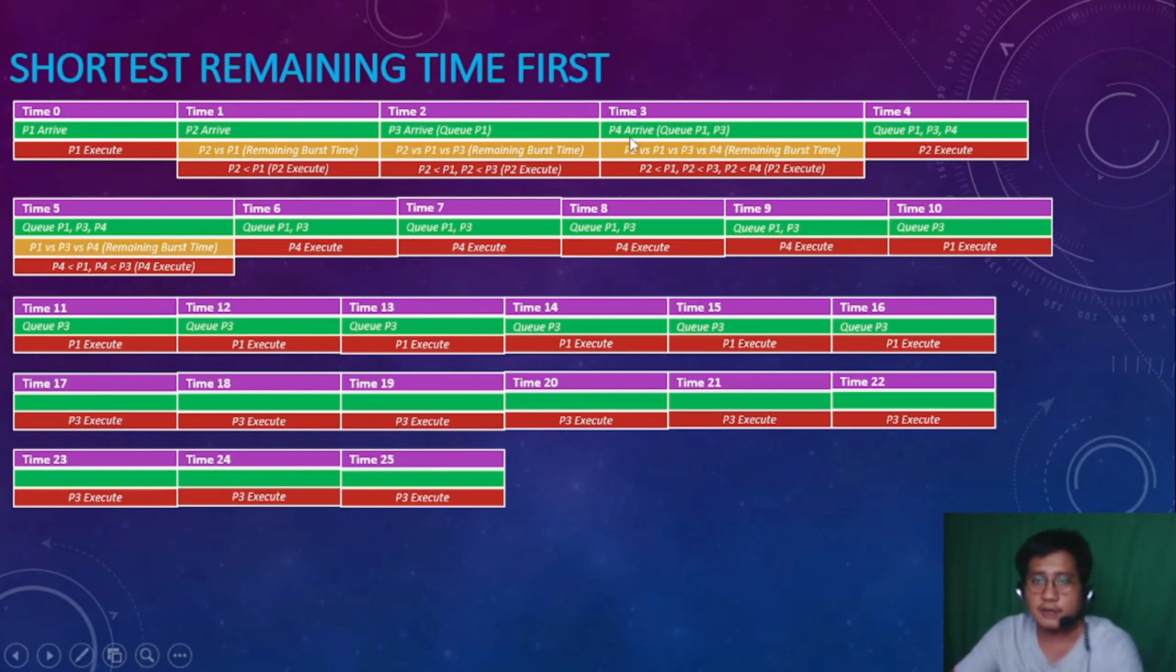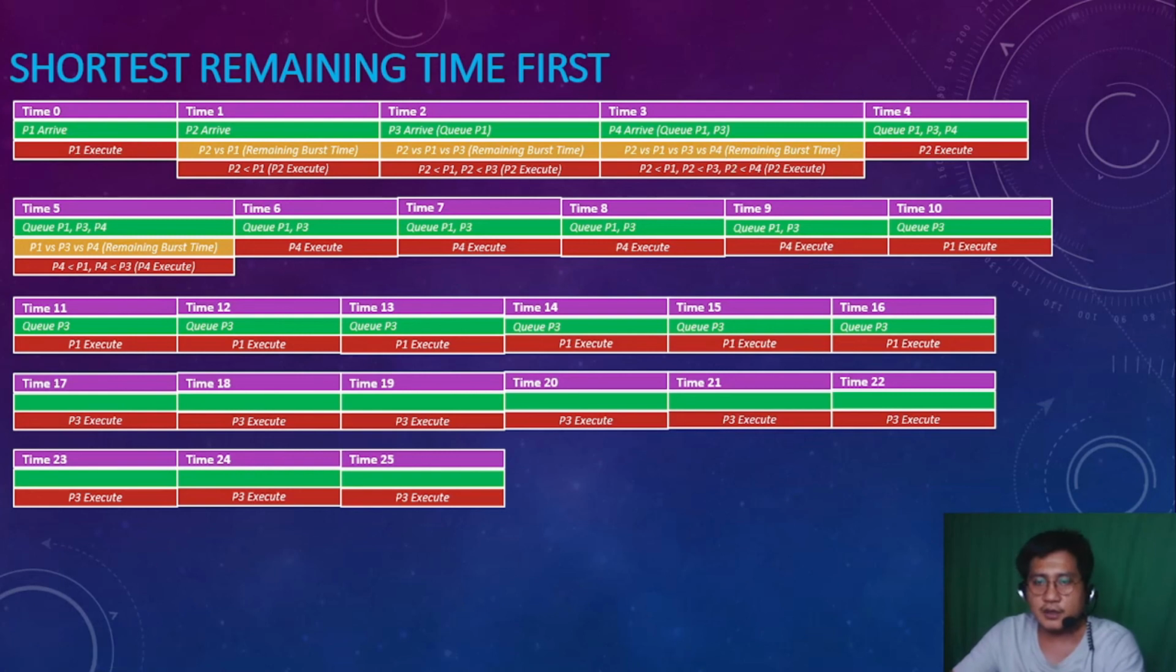So at around time 3, another new process arrived at the ready queue, that is process 4. Now since there is a new process in the queue, the system will compare the remaining burst time of process 2, process 1, process 3, and process 4.